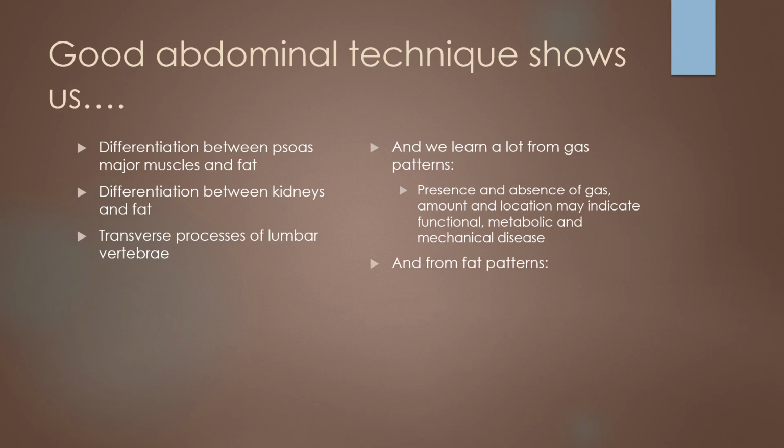From fat patterns, we learn a few different things. Displaced fat can often indicate some sort of mass effect. Mass effect means there's a mass somewhere moving anatomy that should be in that location. It's a displacement of normal anatomy by a mass. We call that mass effect.